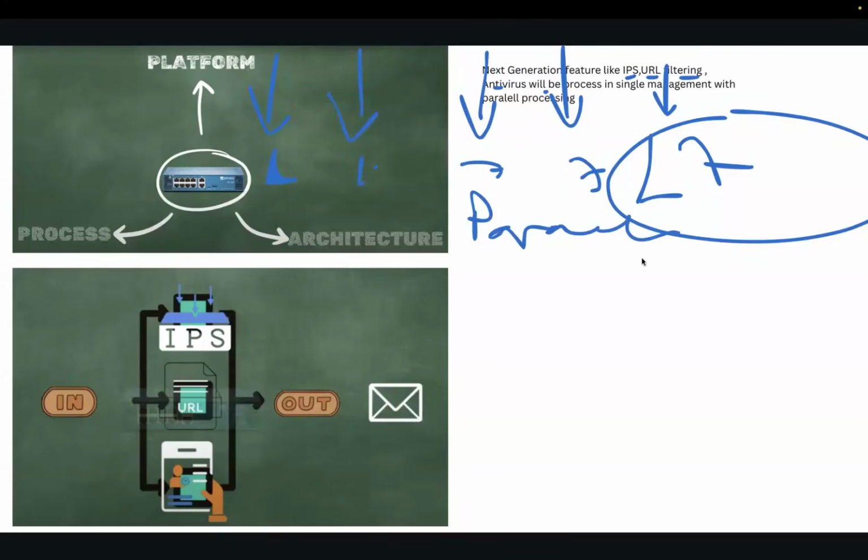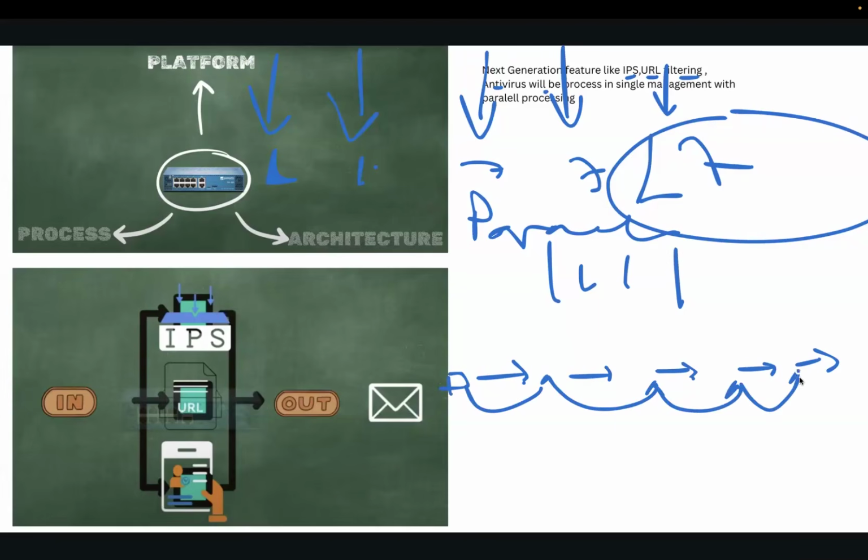There are two terms: one is parallel, one is series. Remember this word, series. Series means one thing will happen, then it is done, then it goes here, then here, then here. This is called series. But Palo Alto is parallel. Anything that comes for L7, like URL filtering, DNS security, antivirus, everything, is inspected here and goes out at once. This is the first diagram.